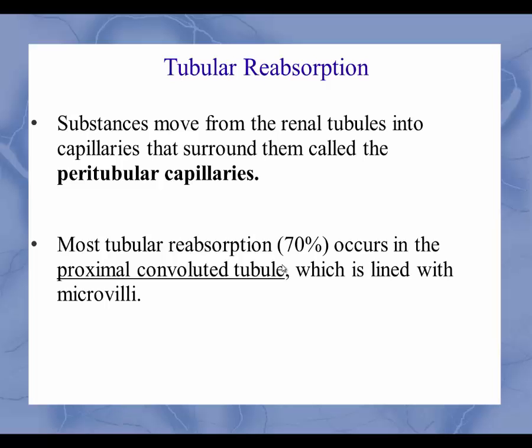Alright, tubular reabsorption. This is when substances move from the renal tubules into the blood capillaries. The capillaries that surround them are called the peritubular capillaries. This is where most tubular reabsorption will occur, in the proximal convoluted tubule. So again, tubular reabsorption is going from the renal tubule into the capillaries, not the other way around. This almost sounds like the renal tubule is reabsorbing material, and that's not what's happening. It's the other way around. You have material going from the renal tubule into the blood capillaries.